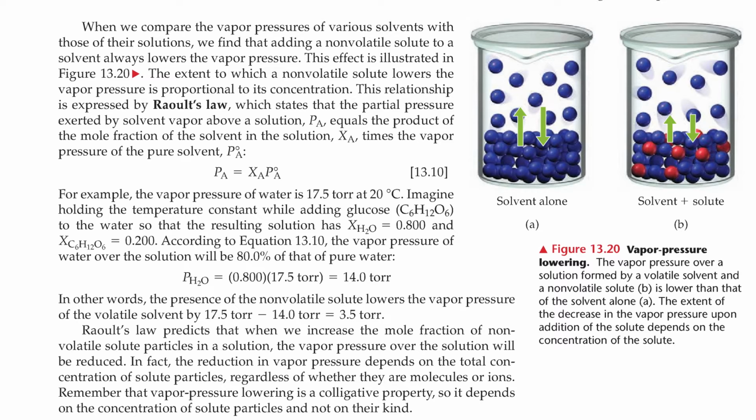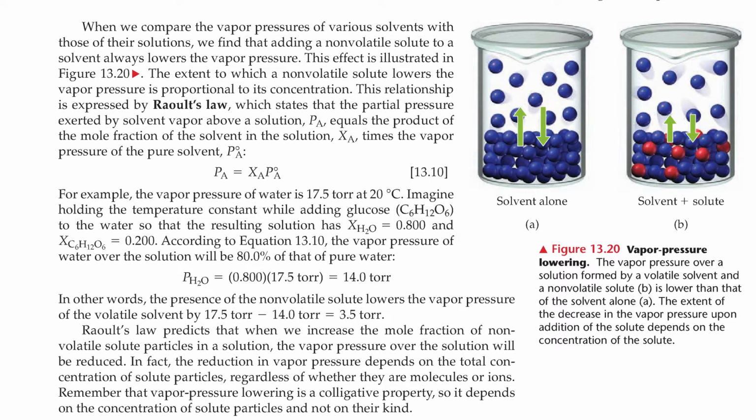This effect is illustrated in figure 13.20. The extent to which a non-volatile solute lowers the vapor pressure is proportional to its concentration. This relationship is expressed by Raoult's law, which states that the partial pressure exerted by a solvent vapor above the solution, P sub A, equals the product of the mole fraction of the solvent in the solution, X sub A, times the vapor pressure of the pure solvent, P naught sub A.